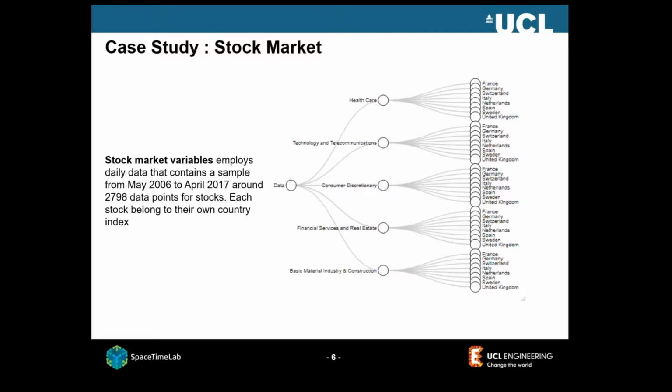We apply this model to stocks and macroeconomics data. Here I just present the stocks data that employ daily data that contain a sample from May 2016 to April 2017. So there are around 2,798 data points for stocks. Each stock belongs to its own country index. As an example, we have stocks that belong to the healthcare index in France, Germany, Switzerland, and so on. Same concept for telecommunication, consumer discretionary, financial services, and basic material. So you actually have 5 sectors by 8 countries by 2,798 days, almost 3,000 points.